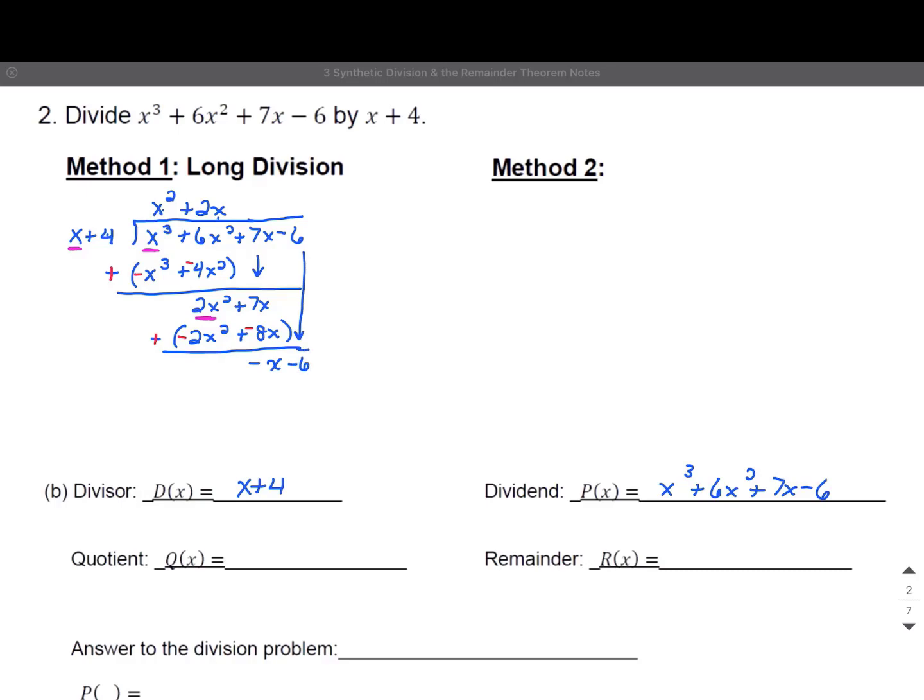Okay, again, we use the leading coefficients. x times what will give us negative x? That's negative 1. So negative 1 times x is negative x. Negative 1 times 4 is negative 4. And remember, we're subtracting. Subtraction becomes addition. Change all the signs. The x's go away, and negative 6 plus 4 is negative 2. So it looks like we have x squared plus 2x minus 1 as our quotient, and a remainder of negative 2. Now, there is another method called synthetic division.